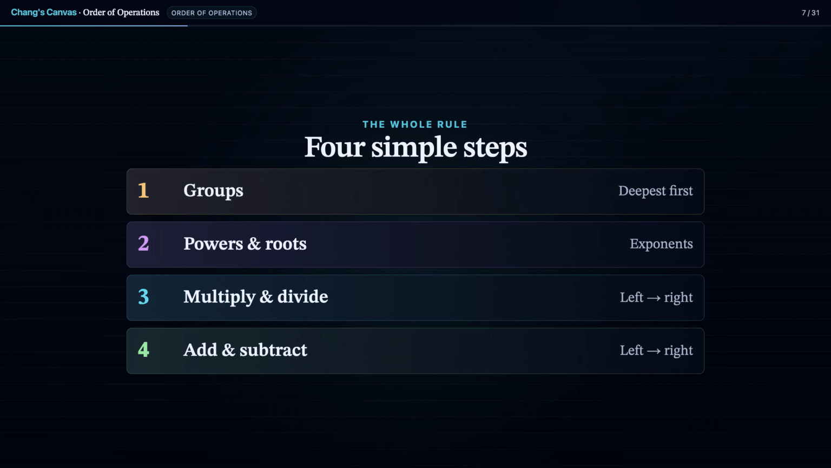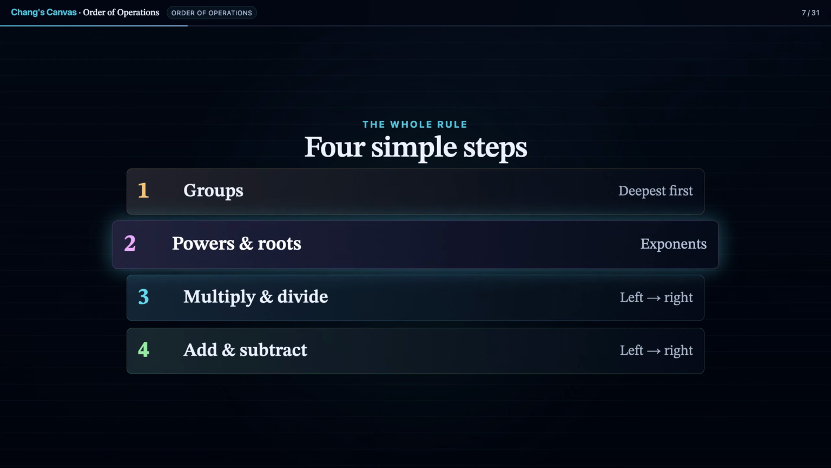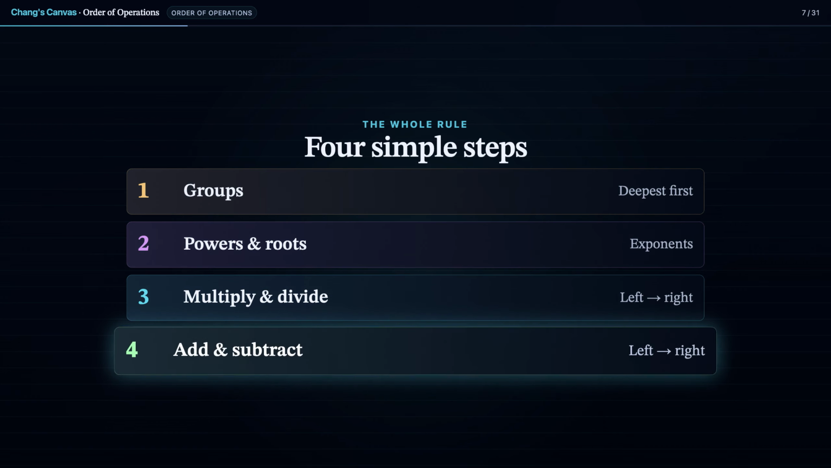Here are the 4 tiers. P parentheses points to grouping. E exponents points to powers and roots. D and M share tier 3 and move from left to right. A and S share tier 4 and also move from left to right.